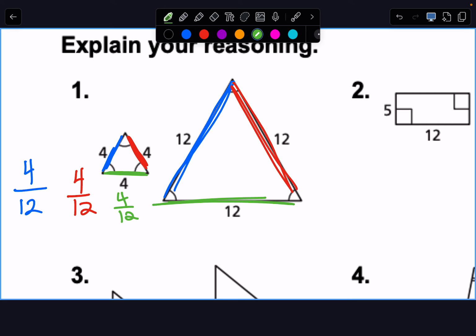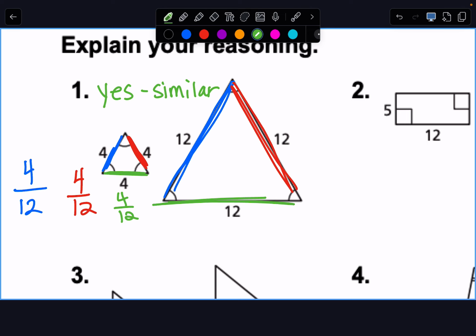Hey Mason, do all 3 sides have the same ratio? Do they all have the same fraction? Yes. So yes, these are similar. If they all have the same fraction, then we have similar figures.